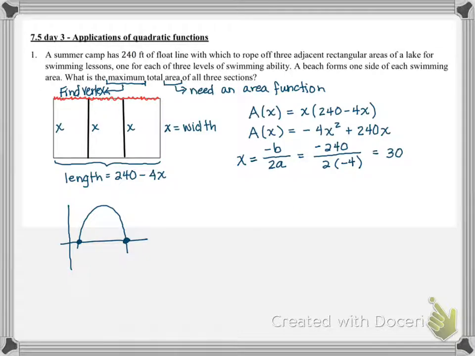Good. So in terms of the problem, what does that represent? So 30 is the maximum total area? No, 30 is the length of the width. Very good. So it's the width that will produce the maximum area.